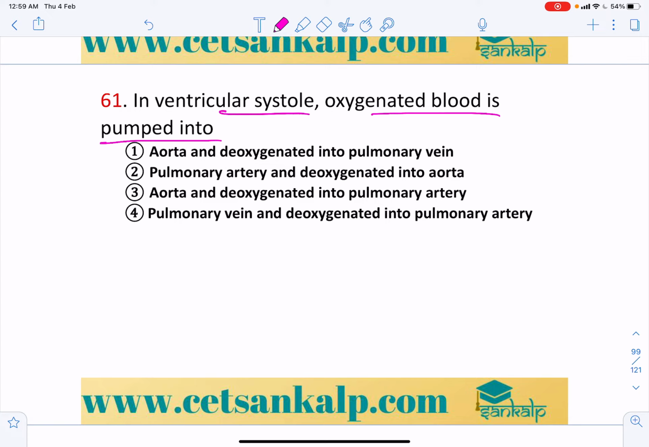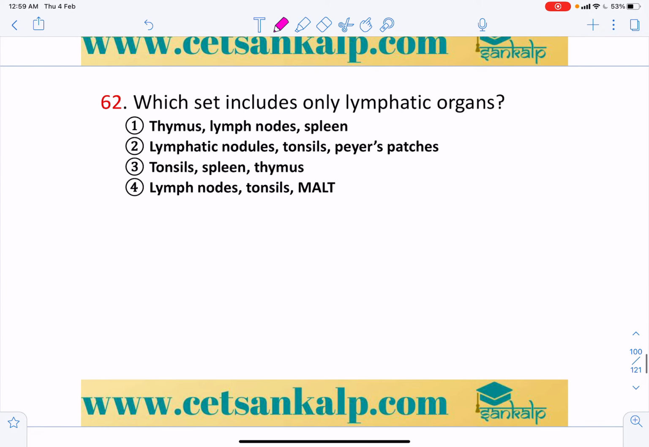Oxygenated blood is pumped into the aorta, and deoxygenated blood is pumped into the pulmonary vein. No, the pulmonary vein carries oxygenated blood, so you can't select that. Is it the pulmonary artery? Blood pumped into the pulmonary artery, no, that is for the aorta. Oxygenated blood goes to the aorta, deoxygenated blood into the pulmonary artery, the exception. So we can select option 3.